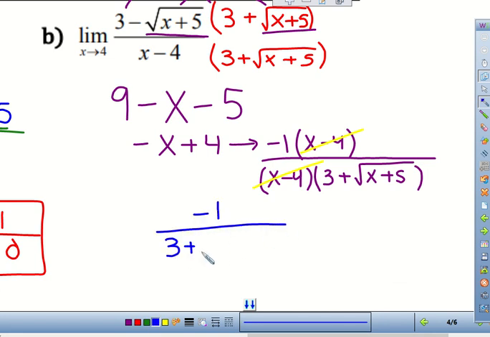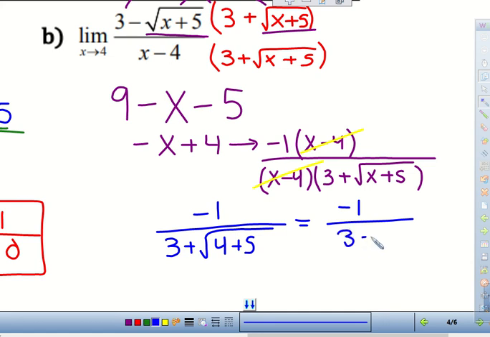3 plus, now I can do direct substitution, the square root of 4 plus 5. What is the square root of 4 plus 5? 9. What's the square root of 9? 3. 3 plus 3 is? 6. So negative 1 over 6. So in context of graphs, let me explain what this means.